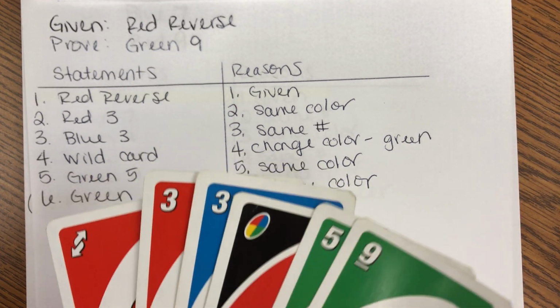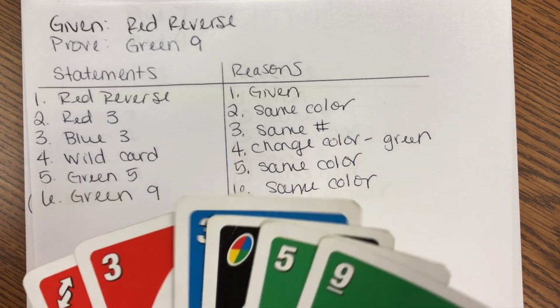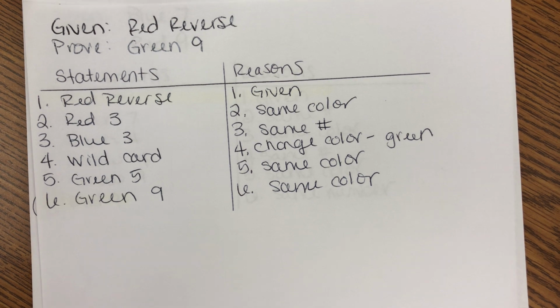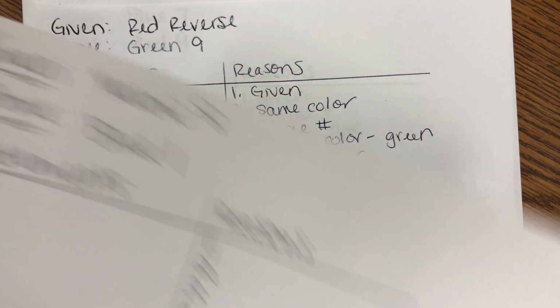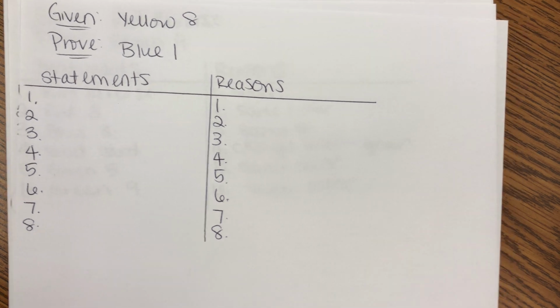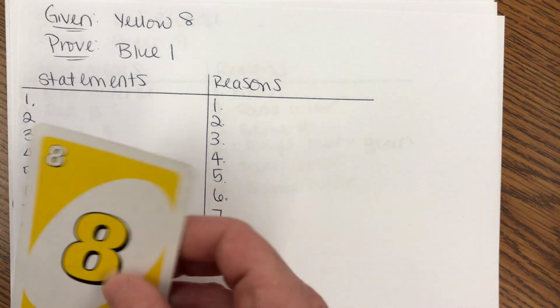Yet another Uno step. Hope it's clicking and everyone's going, oh yeah, this is easy, I get it. Perfect, awesome. I hope that's the case. Last 2. All right, this one's a little bit longer. We start off with a yellow 8. Uh-oh, did I put them in the wrong order? And I have to prove a blue 1. That's this one, okay, cool.